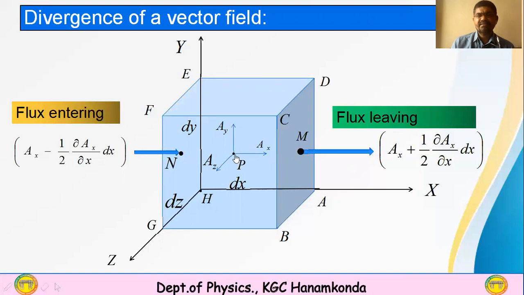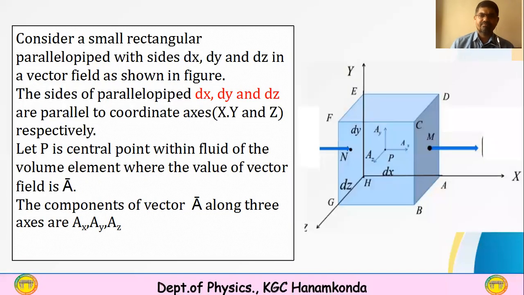This point P is specified with a vector value a bar. The components of vector a bar, as you already know, are ax along the x-axis, ay along the y-axis, and az along the z-axis. These are the components of vector A.